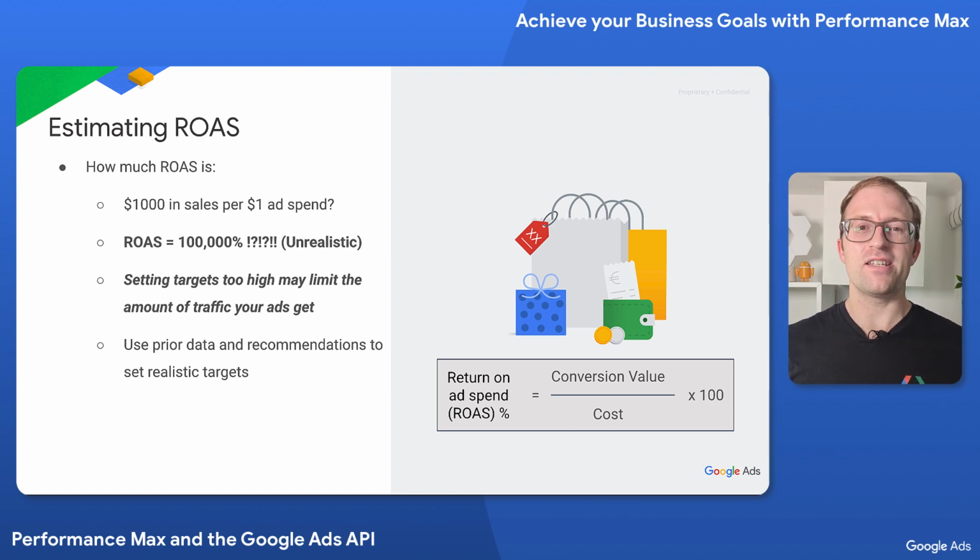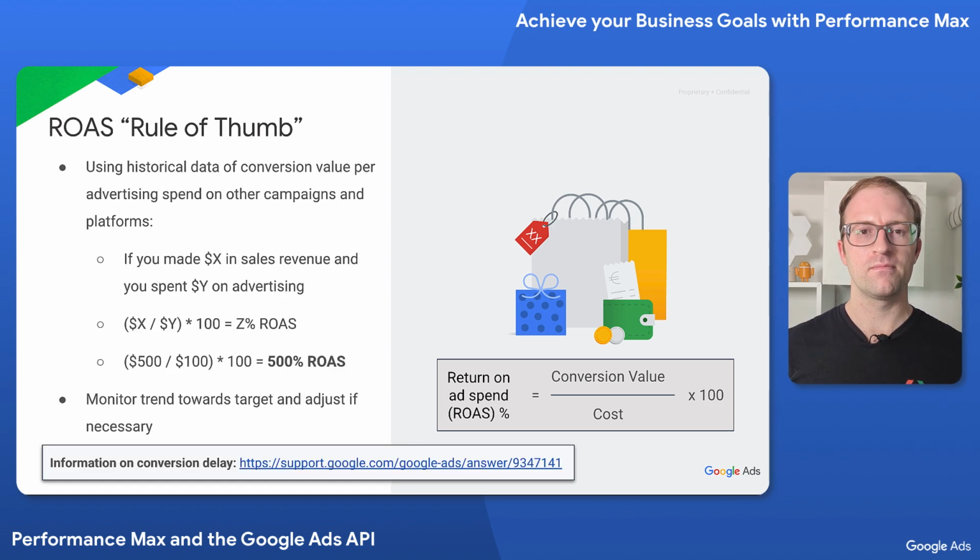So setting a target that's too high may limit the amount of traffic that your ads might get. This highlights how important it is to understand what is feasible when setting targets like target CPA and target ROAS. That is why using prior data and recommendations is such an important place to start. So the rule of thumb is setting a target ROAS based on the historical data of conversion value per advertising spend on other campaigns or platforms.